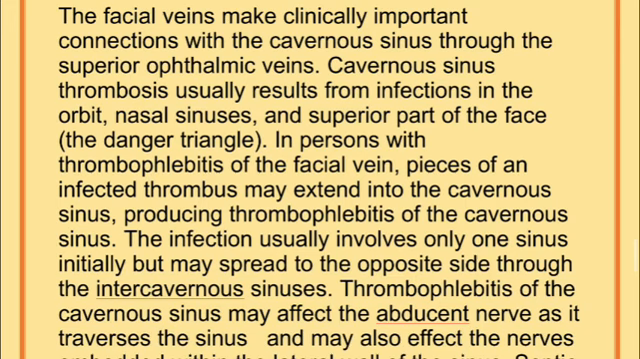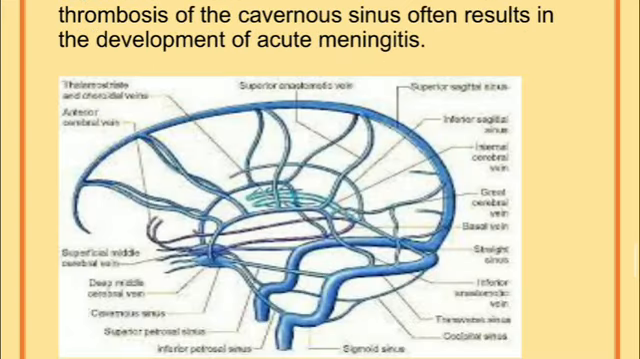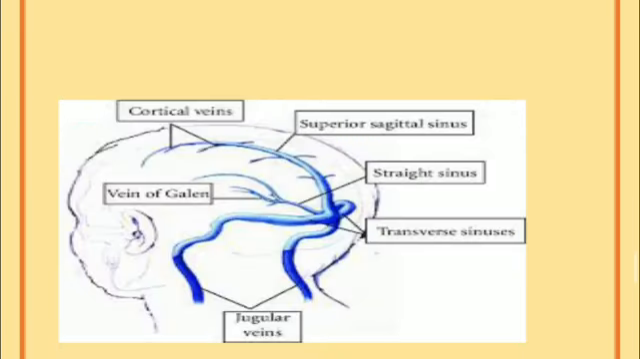Thrombophlebitis of the cavernous sinus may affect the abducent nerve as it traverses the sinus. It may also affect the nerves embedded within the lateral wall of the sinus. Septic thrombosis of the cavernous sinus results in development of acute meningitis. Right here is an illustration of the dural venous sinuses and the cerebral veins. This is some other illustration of the dural venous sinuses.